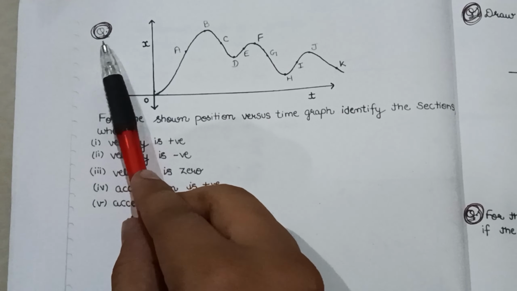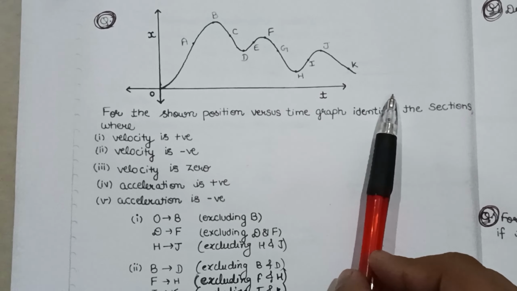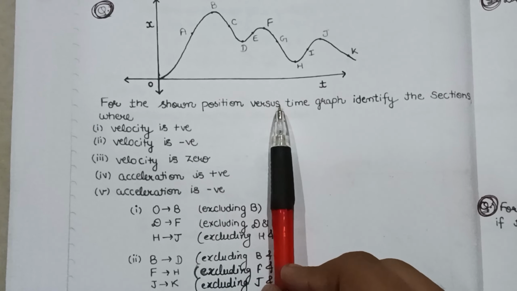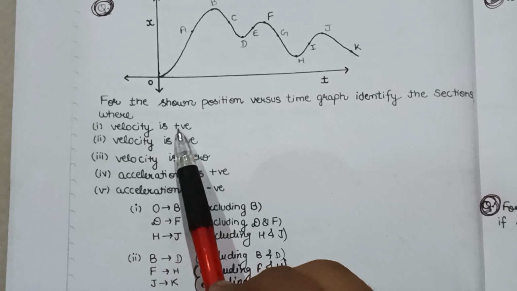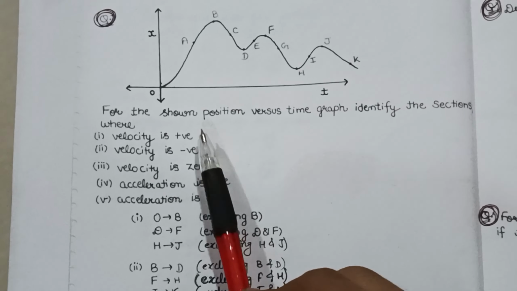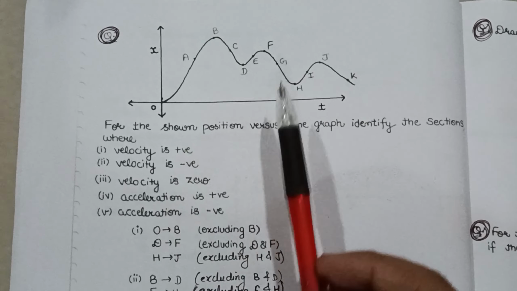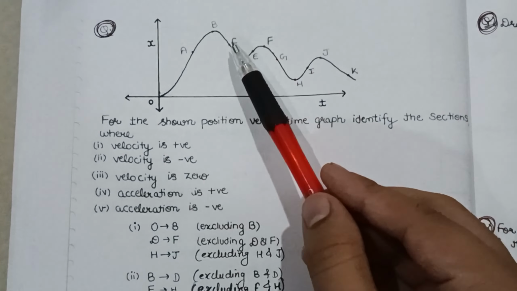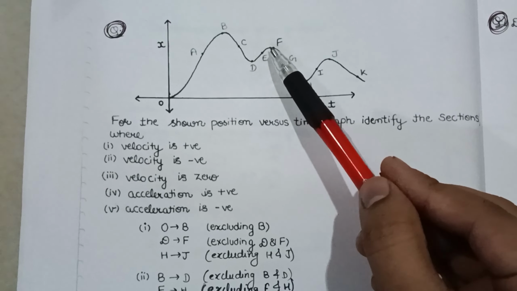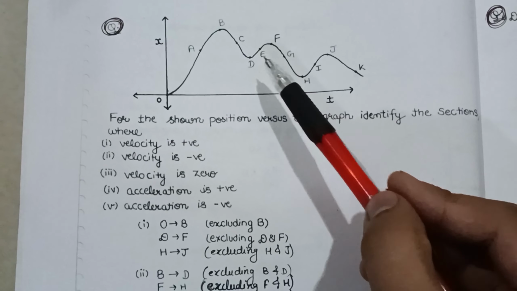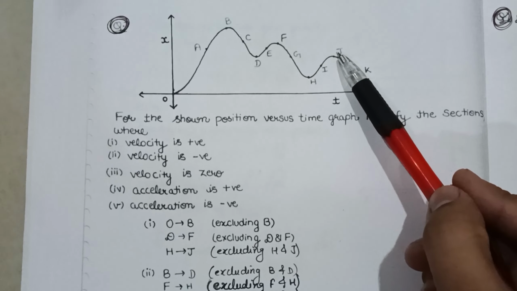Now we look at a question shown in a graphical pattern. For the shown position versus time graph, identify the sections where, first, velocity is positive. From this graph, we can figure out that from O to B, excluding B, the velocity is positive. From D to F, excluding D and F, the velocity is positive. And from H to J, excluding H and J, the velocity is positive.